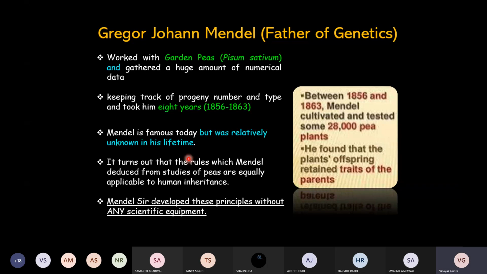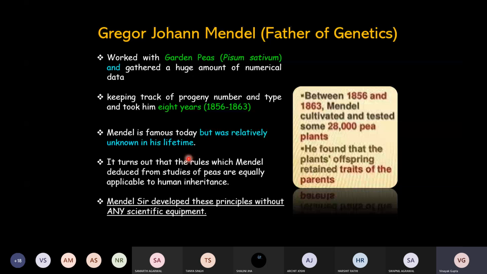So Gregor Johann Mendel, he was a monk actually. He was a father in a church. So he was not a scientist, and it was not his job actually to do the science, but it was his passion.